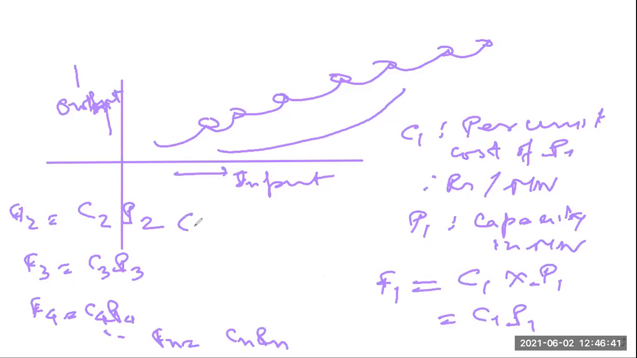If we add all these components, the total cost will be the summation of Ci into Pi, i equal to 1 to n, that is, the summation of all components up to the nth component. Yes or no? Let us say this is F, the total cost. So F will be the summation for i equal to 1 to n of Ci into Pi.